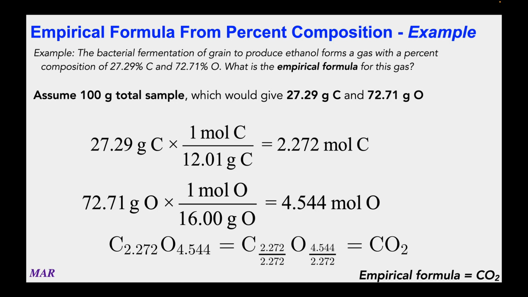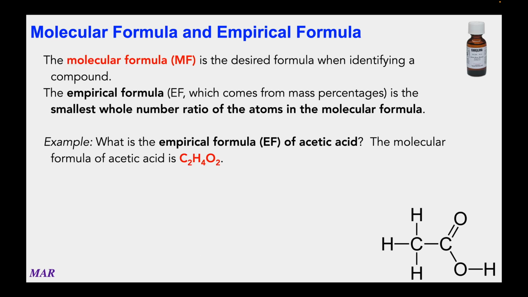So again, very similar to what we just did: assume percentages, turn them into grams. I would assume 100 grams, grams to moles, compare the moles, empirical formula, good to go. But the molecular formula is what chemists are really after. We've seen different ways now to find an empirical formula, but we should talk a little bit about how to go from an empirical formula to a molecular formula.